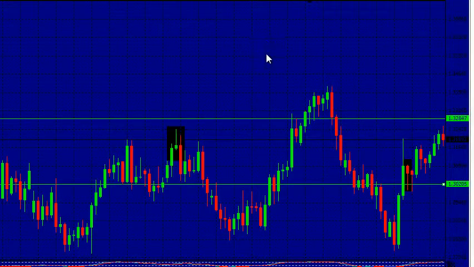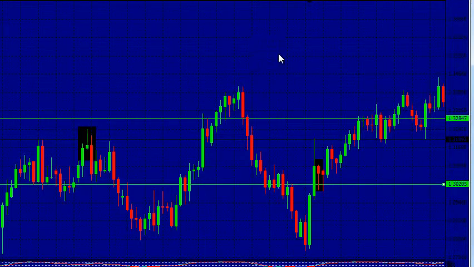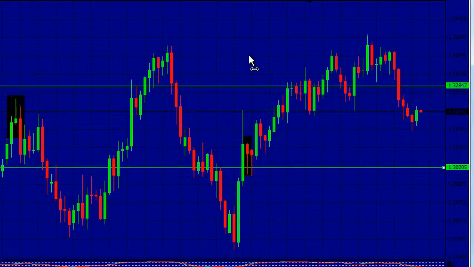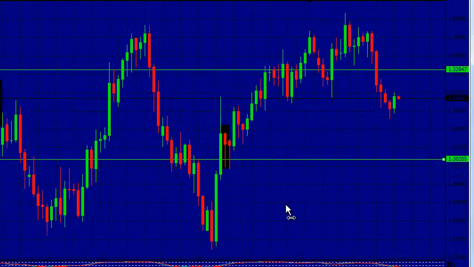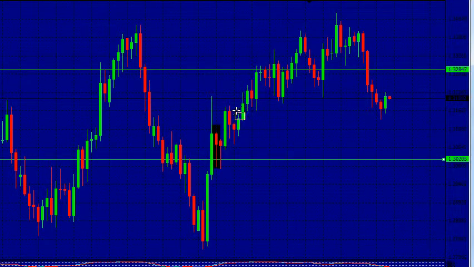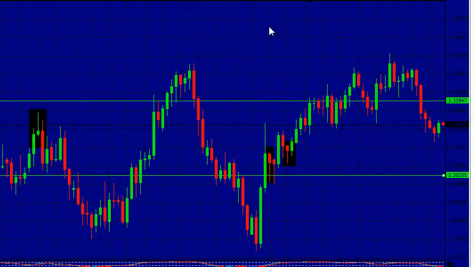As you can see, they're happening all the time, and usually when they do, the direction they suggest usually is the direction that actually takes place. For example, you've got another one here, another one here. So they're not an uncommon thing.